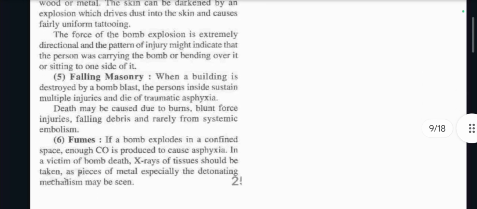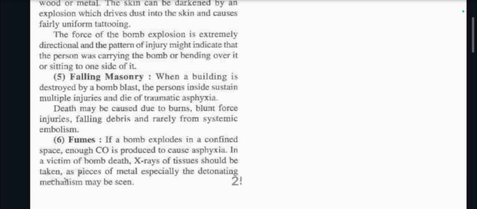Coming to fifth, falling masonry. When a building is destroyed by a bomb blast, the person inside sustains multiple injuries and dies of traumatic asphyxia. Death may be caused due to burns, blunt force injuries, falling debris, and rarely from systemic embolism. So falling masonry is anything which falls due to your bomb explosion, like a building or anything. So when a building is destroyed, obviously there are going to be multiple injuries and traumatic asphyxia to the victims.